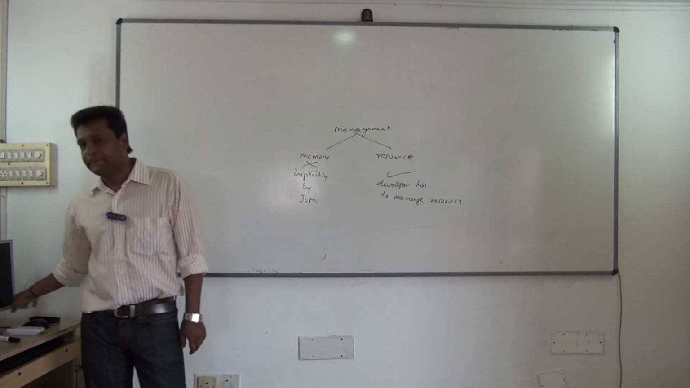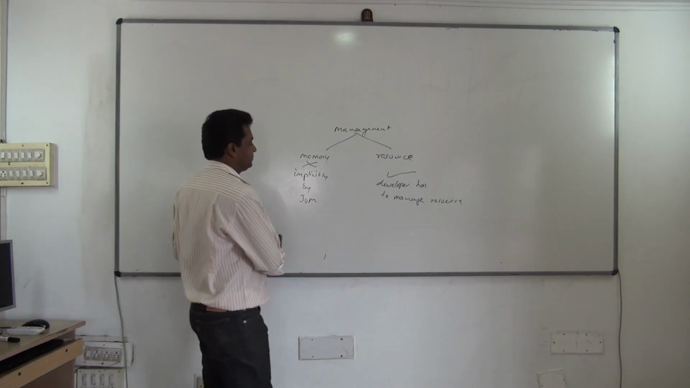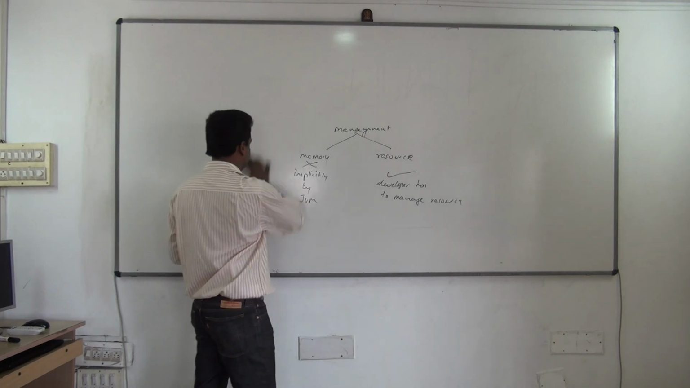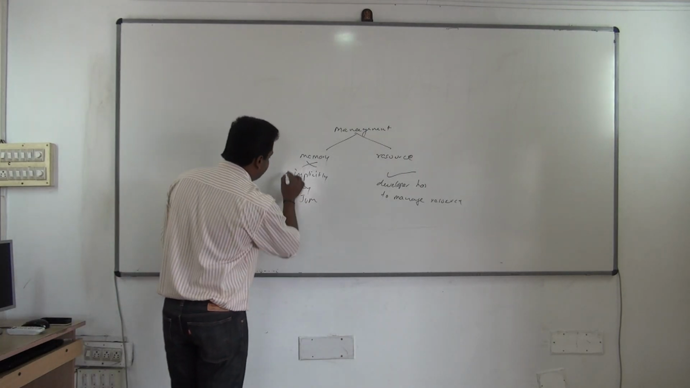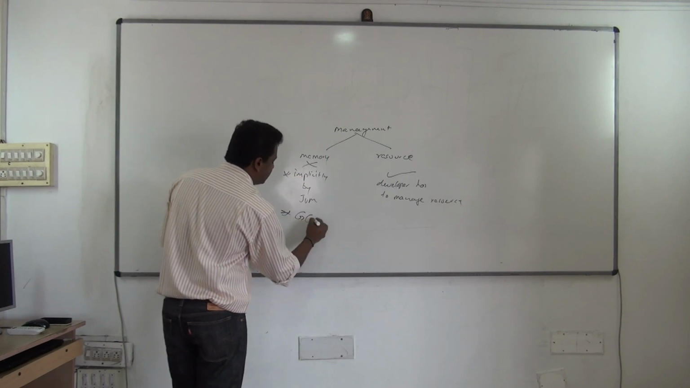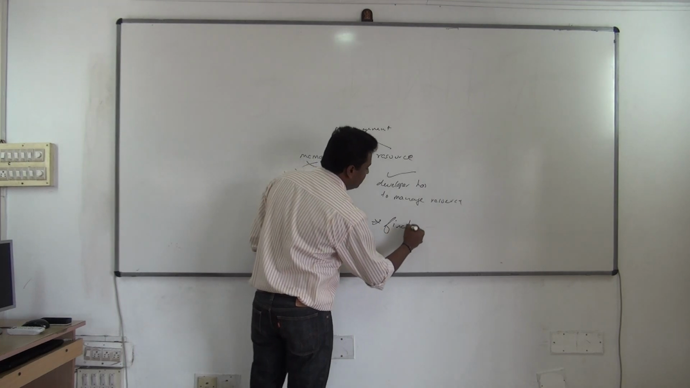Clear? Final summary of what I told you till now. In memory, who will do this implicitly? The JVM, with the help of the garbage collector. Here we will do it with the help of the finalize method.